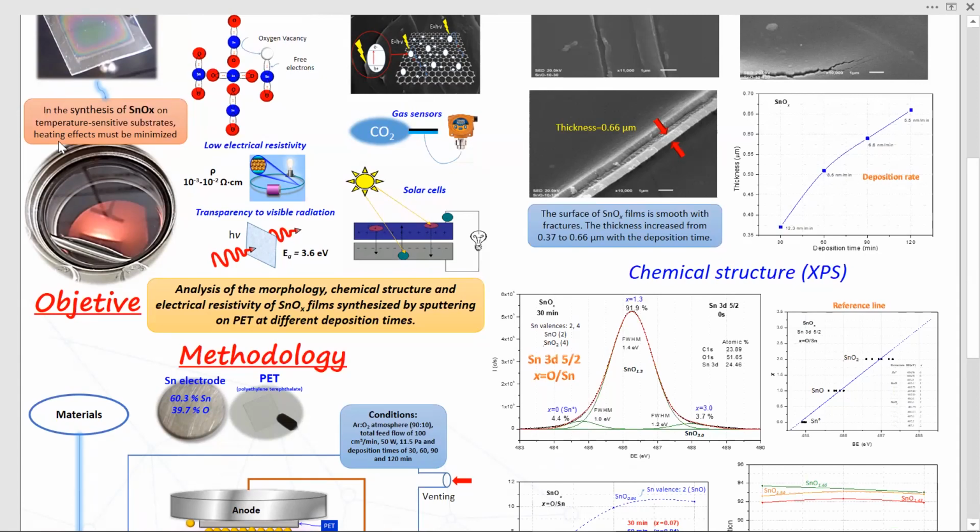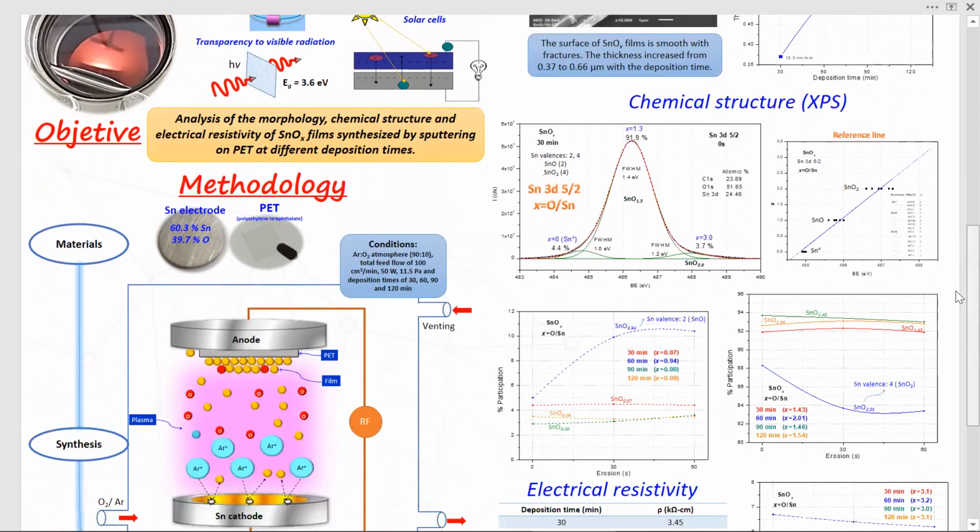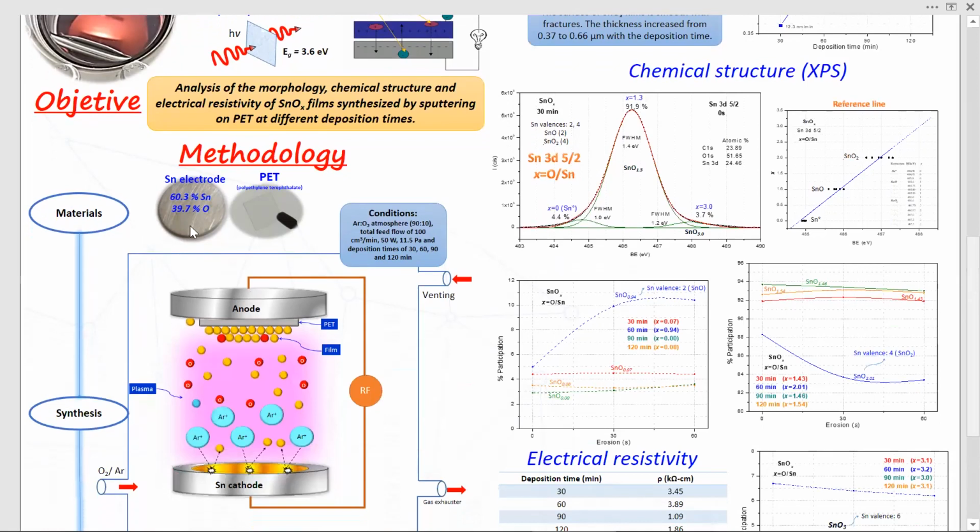For the synthesis of tin oxide films, a tin electrode and polyethylene terephthalate substrates were used. The films were synthesized with sputtering. In this technique, a plasma is generated. The plasma ions are accelerated towards a metallic electrode, ejecting their atoms, which are deposited on the substrate.